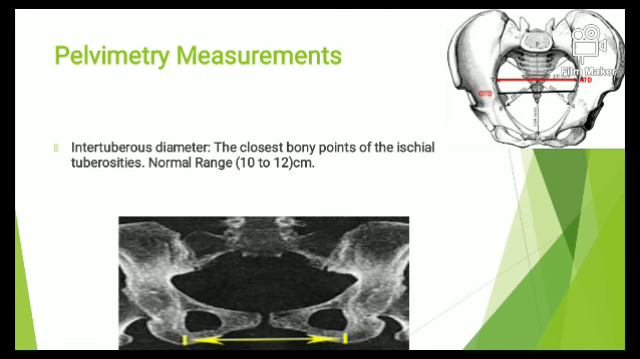Our last measurement in the front view is the intertuberous diameter. What is the ischial tuberosity? The two small bony projections below in the pelvic cavity. You can see here in the image, that is the ischial tuberosity. We'll measure from the closest point of the ischial, that is the extreme point below, to the next extreme point, the closest bony point of the ischial tuberosity. That is the intertuberous diameter. If it crosses, the baby will pass very smoothly outside from the mother's womb, and those are all the measurements we can take in the frontal view. Its normal range will be 10 to 12 centimeter.